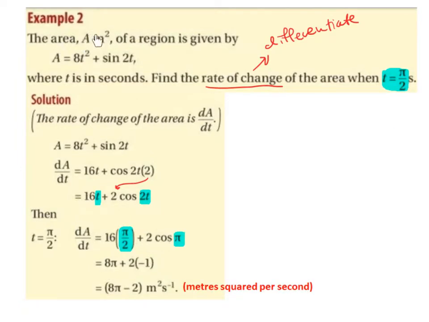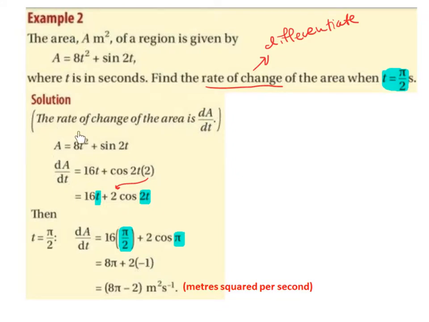The area, A meters squared, of a region is given by A equals 8t squared plus sine 2t, where t is in seconds. Find the rate of change of the area when t is equal to pi over 2 seconds. So again, rate of change, we want to think differentiation. The rate of change of the area is dA dt. We want to differentiate A with respect to time t.